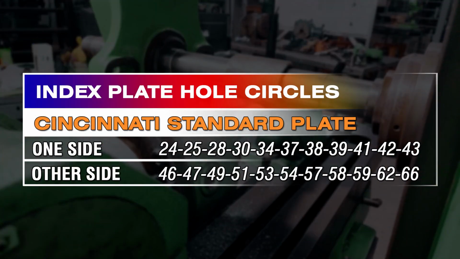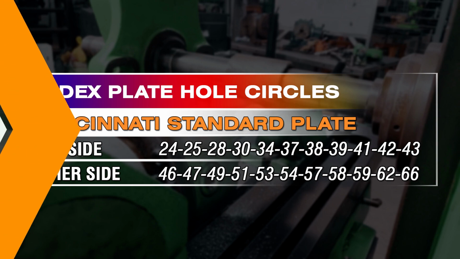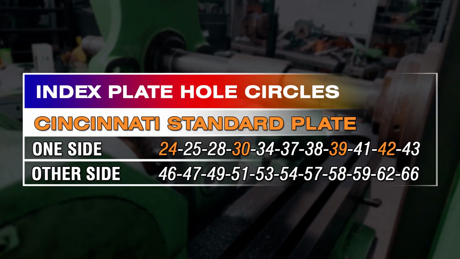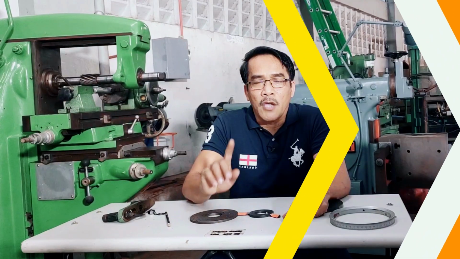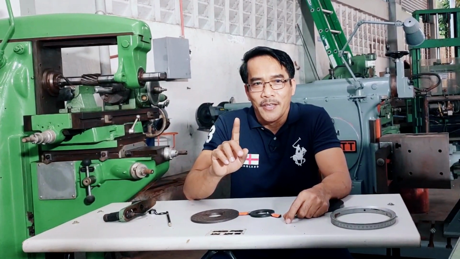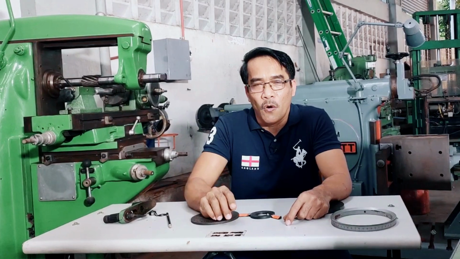On the Cincinnati standard plate, its first side has 4 hole circles that are divisible by 3. These are 24, 30, 39, and 42 hole circles. On the other side, there are also 4 hole circles that are divisible by 3. These are 51, 54, 57, and 66. And I will choose this plate, which has 66 hole circle.